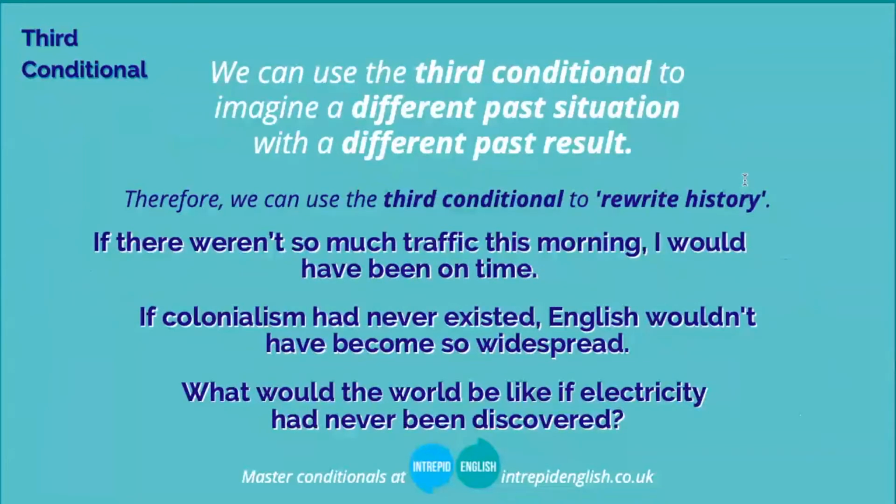I really liked that you put that there, Caitlyn. I really like that. If there weren't so much traffic this morning, I would have been on time. Okay. You can see here, weren't instead of wasn't. Traffic is an uncountable noun, so we often use was with traffic, but here, because it's the third conditional, second and third conditional, we use weren't. Okay, an excellent example here.